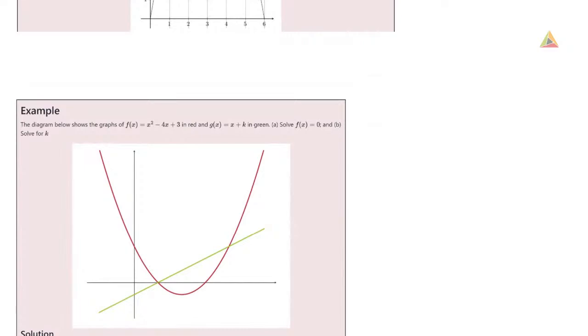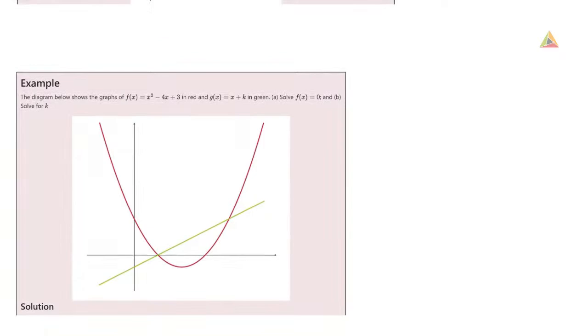So the diagram below shows the graphs of f of x is equal to x squared minus 4x plus 3 in red. So that's the f of x. I'm just going to label that. And then g of x is equal to x plus k in green. So g of x is in green. Solve f of x is equal to 0 and then solve for k. So you have two parts to this question.